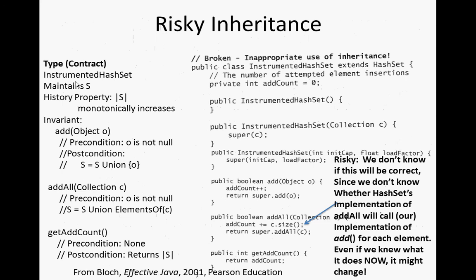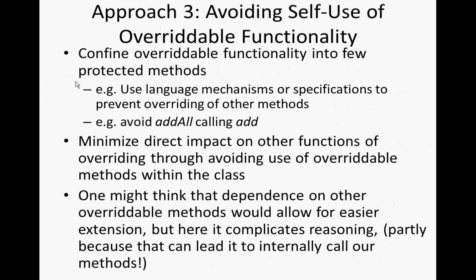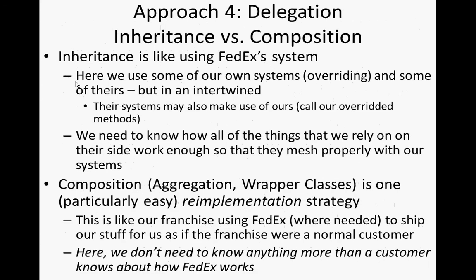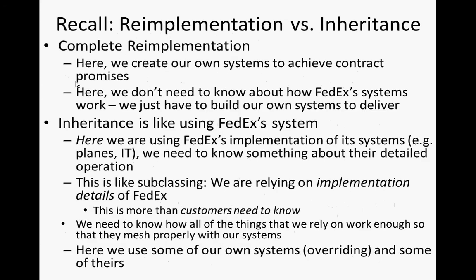Okay. So here, generally speaking, we need to know more details about the implementation of our superclass than are available to your average client. We need to know something more than is documented. So if you're going to create a subclassable class, you're going to want to provide additional information. In fact, the Java standard libraries do this by providing implementation details, for example, about what calls what.